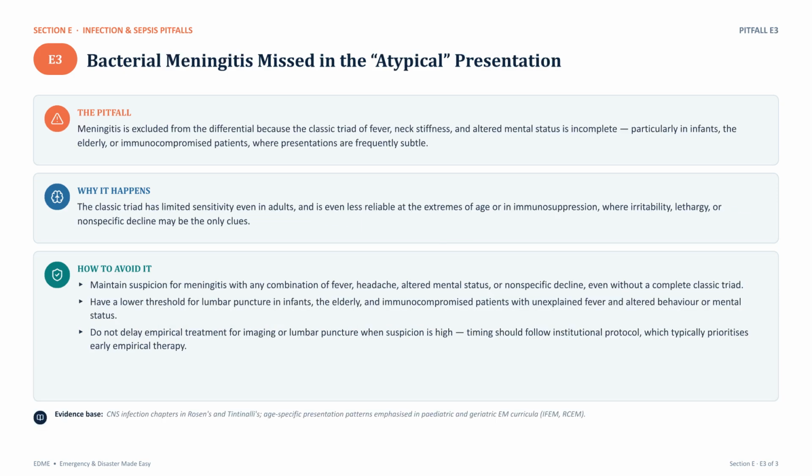Pitfall E3 is failing to consider bacterial meningitis in atypical cases. The classic triad of fever, neck stiffness, and confusion is often absent, especially in the young or elderly. When faced with unexplained fever and mental status changes, maintain a high index of suspicion.